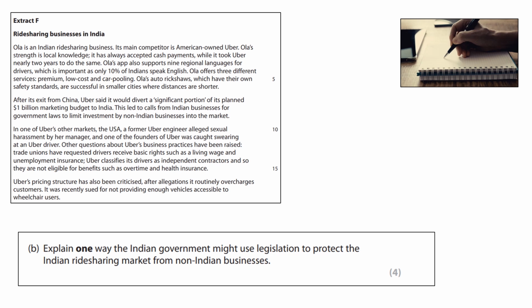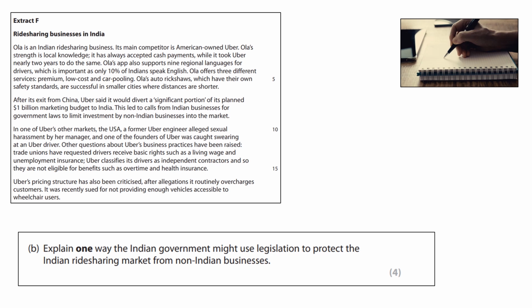After its exit from China, Uber said it would divert a significant portion of its planned $1 billion marketing budget to India. This led to calls from Indian businesses for government laws to limit investment by non-Indian businesses into the market. In one of Uber's other markets, the USA, a former Uber engineer alleged sexual harassment by her manager, and one of the founders of Uber was caught swearing at an Uber driver.